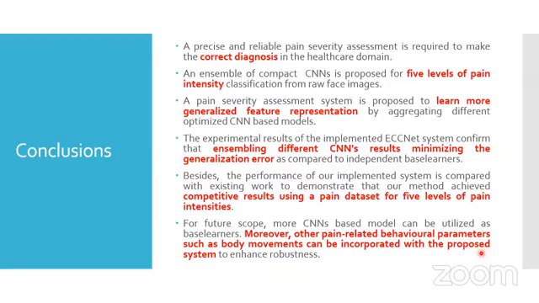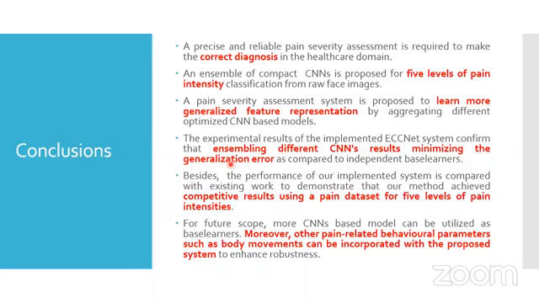Okay, the pain assessment system that we have proposed here is actually learning more generalized features compared to other networks proposed in the literature. Because a single network can only have a specific feature representation, but if you are using an ensemble network, it will have a generalized ensemble of different CNNs. What we have understood is that ensembling is also reducing the generalization error.